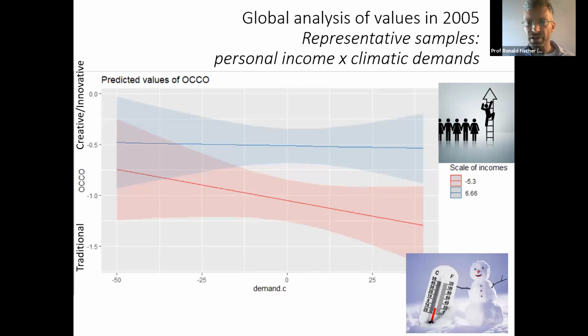I quickly show you an analysis of representative samples from around the world. That's, I think, 60 countries around the world. And what I plotted here is the climatic demands that these individuals face. Up here, you see whether they indicated it's more important for them to be creative or innovative, and down here, whether they feel a bit more traditional, and then whether they have a lot of economic resources available to them on average. So that is basically at the individual level. So whether individuals feel they have the economic resources available to them, or whether they feel they don't have the economic resources available to them.